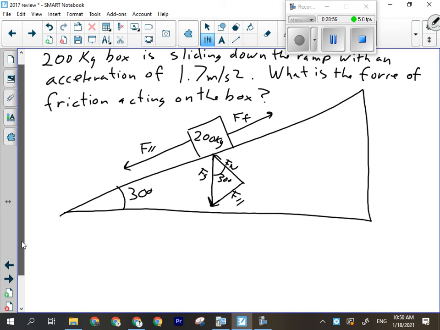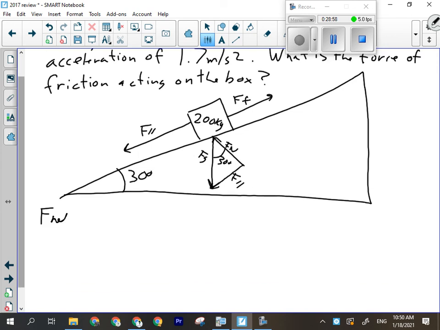M times A. I should do that right away, because I'm going to need that. F net equals M times A, 200 times 1.7, so 340 newtons down the ramp is my net force. Next thing I have to calculate is F parallel, because I can calculate that as long as I calculate FG.